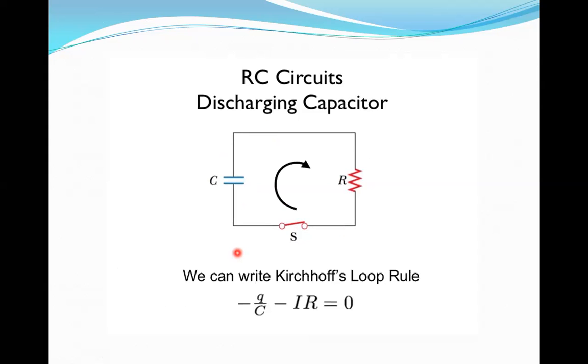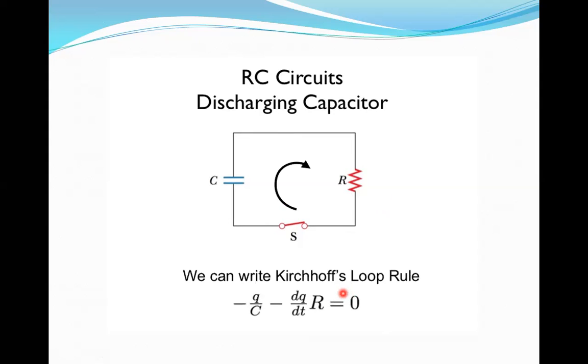So if we take this circuit, according to Kirchhoff's voltage law or loop law or second law, it will be minus Q by C minus IR equal to 0, isn't it? Minus Q by C minus IR is equal to 0. We write I as dQ by dt. So minus Q by C minus R into dQ by dt is equal to 0.